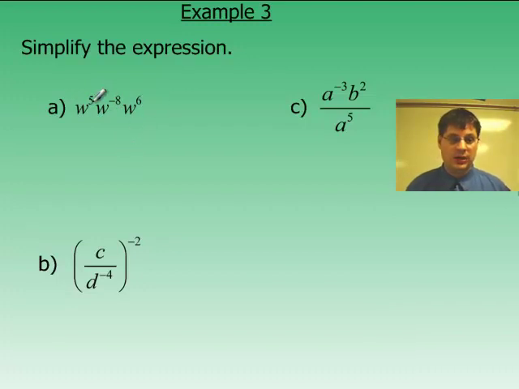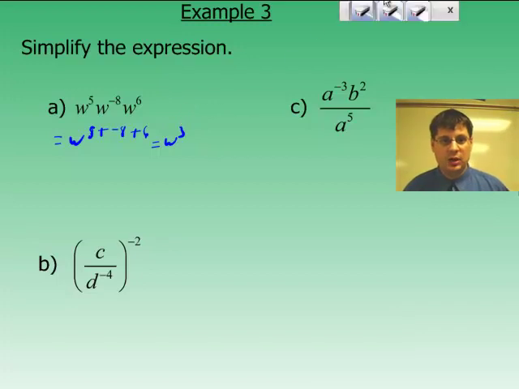So I would say, well, that's going to be 5 plus negative 8. So basically I'm saying this is equal to w, and it's going to be 5 plus negative 8 plus 6, which is going to give me w to the third.